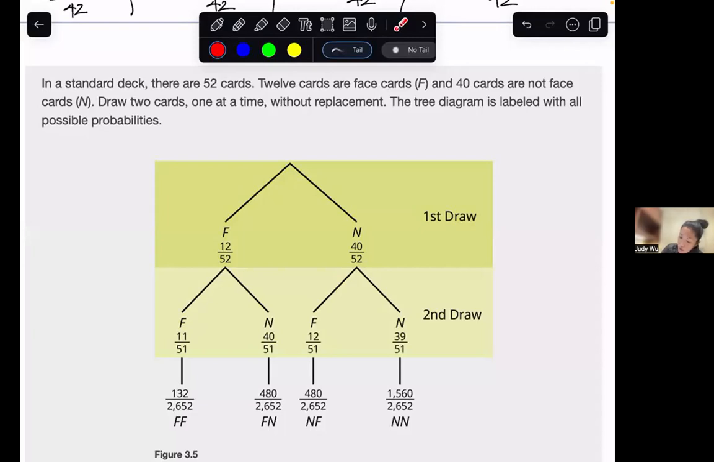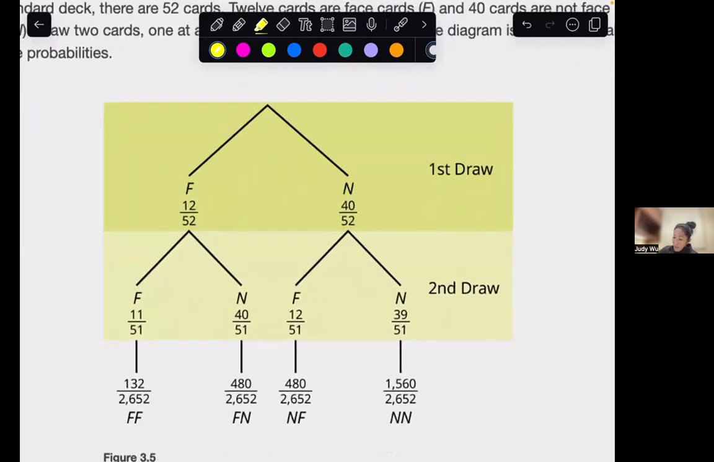And we're going to draw two cards one at a time. But what's different in this one is we're going to go without replacement. So we're going to pick a card, we're going to look at it, and we're not putting it back in the deck, okay? And our tree diagram is already labeled with all the possibilities. And so let's break this down for ourselves, okay?